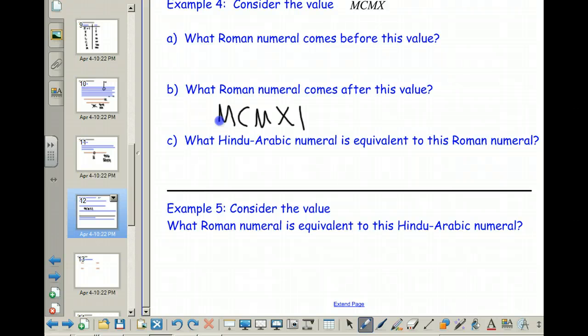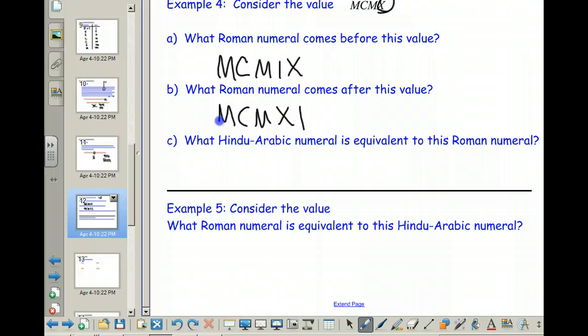How are you going to get the number that comes before? The X has got to change. You put the I in front of the X. Yes, you do, because we need to turn this 10 at the end into a 9, and so that's MCMIX. And then we're going to turn it into our numeral, the Hindu-Arabic numeral. That's our numeral for this.